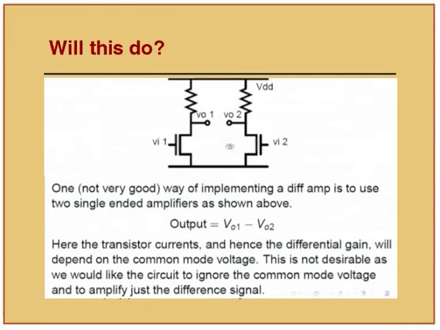but suppose I raise both of these voltages, let's say by half a volt, right? The differential is the same, but the absolute DC value of both the gates is raised by half a volt. What will happen to the current? Current will be much higher in both of them, and the gain depends on current, right? So even though the differential output will still be proportional to the differential input, that proportionality constant, which is the gain, depends on the common mode voltage.